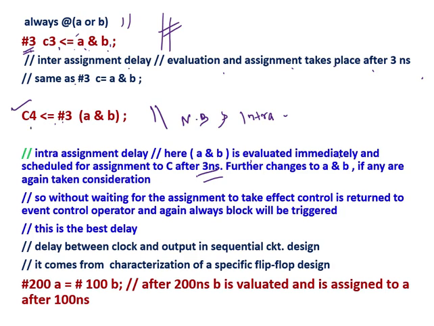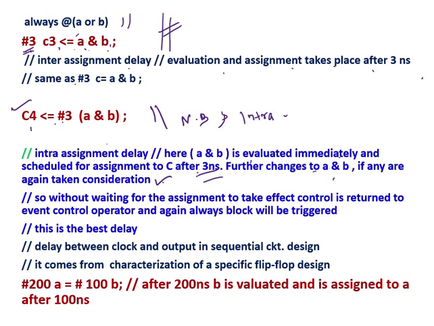But what happens here, in the meanwhile, within the 3 nanosecond, again it will check whether there is any change in A and B. If there is a change in A and B, then it is again reflected at the output. Means further changes. After 3 nanosecond, A and B will be assigned to C4, but it will continuously check whether there is any change in A and B. If there is a change, then that will be considered.